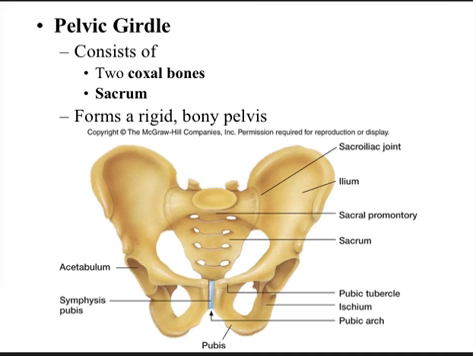The coxal bones have 3 parts to them. The fan-shaped area up here is called the ilium. Okay? The portion in the front down here is called the pubis, and the part that you sit on is known as the ischium. Okay, so ilium, ischium, pubis.